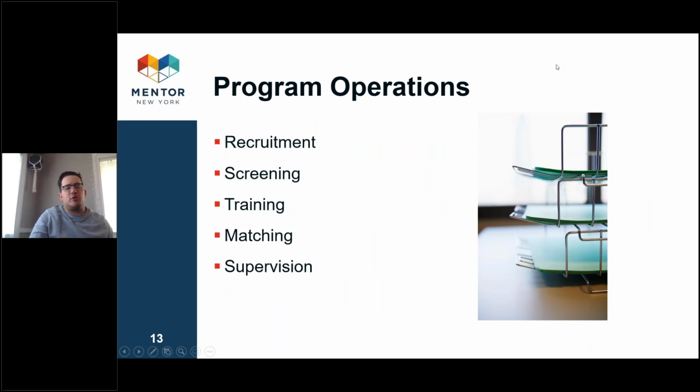Okay, so let's dig into some of the program operations. For some reason, the closure is cut off at the bottom, but it should be there. It's recruitment, screening, training, matching, supervision, and closure. And again, the seventh sort of unofficial element of effective practice is evaluation, which we'll spend a little bit of time talking about.